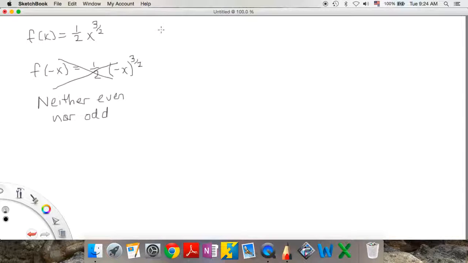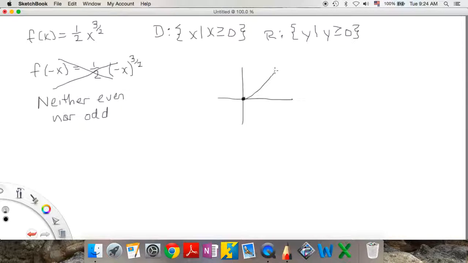And what does that tell us about our domain and range? Well, for our domain, we have to have x greater than or equal to 0. Otherwise, when we take that square root, it's going to give us a problem. And then what does that tell us about our range? Well, if we're only inputting positive numbers, then our output is also only going to be positive numbers. And if you graph it, it actually looks something like this. You can graph that on your calculator and look at the picture.